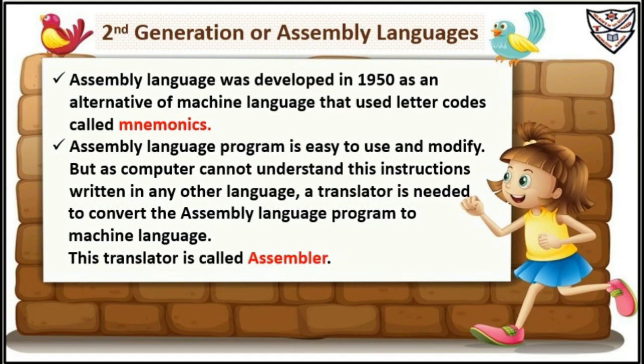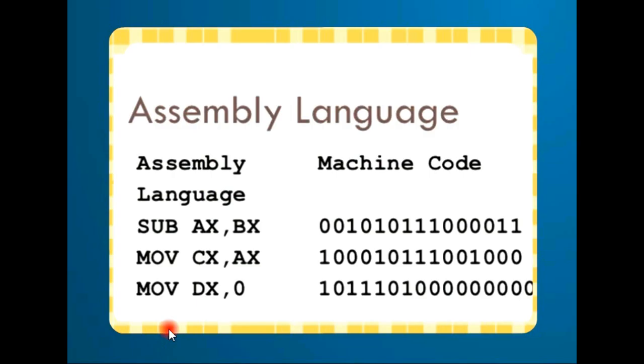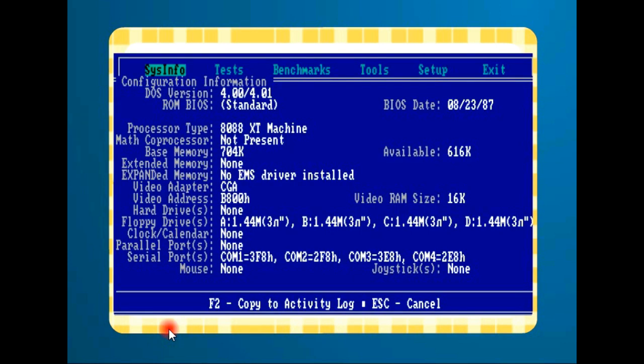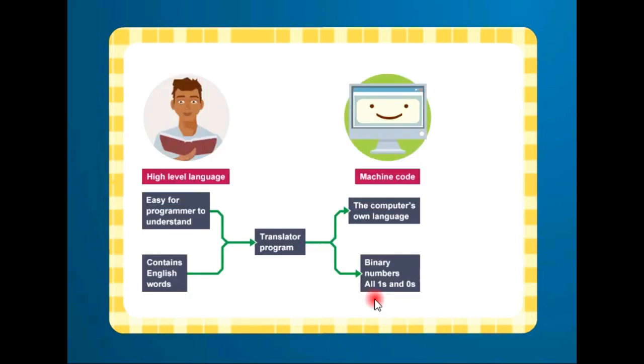Second generation or assembly language. Assembly language was developed in 1950 as an alternative to machine language that used letter codes called mnemonics. Assembly language programs are easy to use or modify, but as the computer cannot understand instructions written in any other language, a translator is needed to convert the assembly language program to machine language. This translator is called assembler.